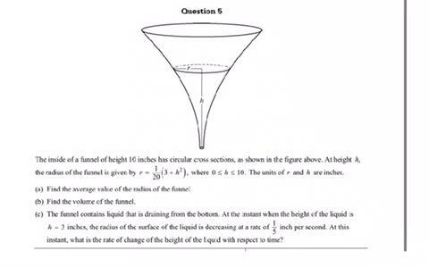At height h, the radius of the funnel is given by r equals 1 over 20 times the quantity 3 plus h squared, where h is between 0 and 10. The units of r and h are inches. Part A says, find the average value of the radius of the funnel.